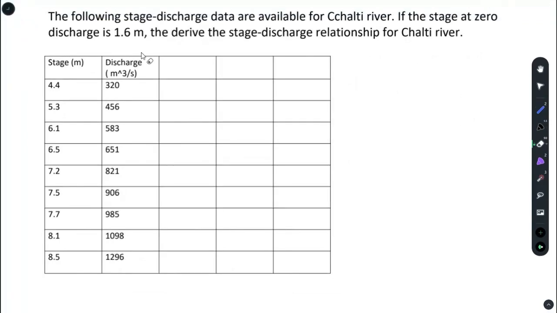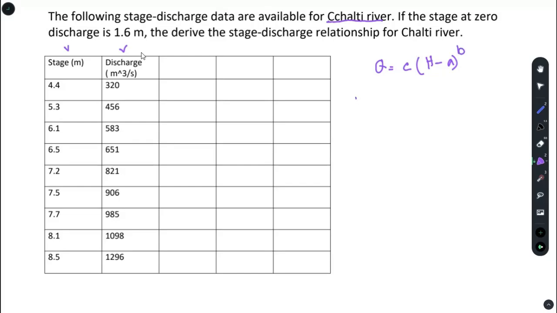So this is the math of the stage-discharge relationship. For a particular river, that is Chalti River, I misspelled that, we have stage, and for that stage we have discharge. And we know that the relationship between stage and discharge is Q is equal to a constant C multiplied by the stage subtracted by the stage at zero discharge, which is A, to the power B.